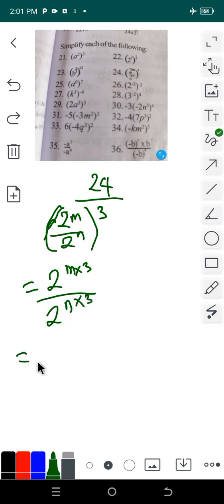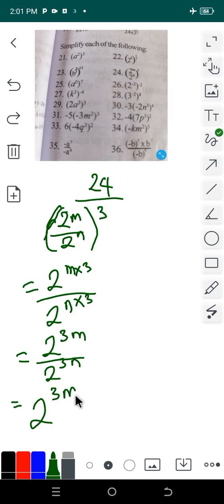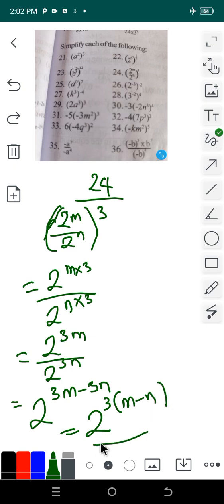So the next step now will be 2 to the power of 3n all over 2 to the power of 3n. The next step will be, since you are dividing 2 to the power of 3n by 2 to the power of 3n, in the law of indices, if you are dividing numbers in the same base, you subtract their powers. So we have 2 as the common base to power 3n minus 3n. We factor out 3 and have 2 to the power of 3 open bracket n minus n close bracket as the solution. So this is the simplest form of what is here. Thank you all.